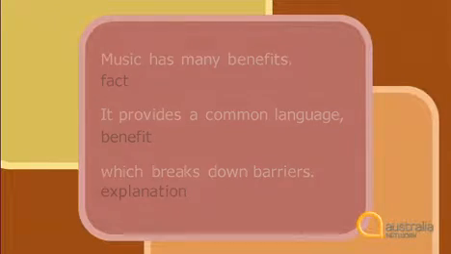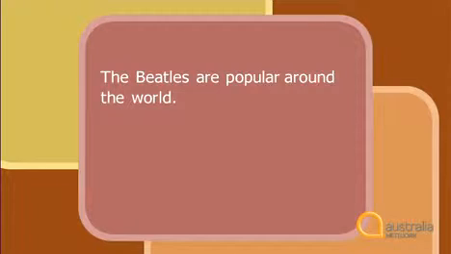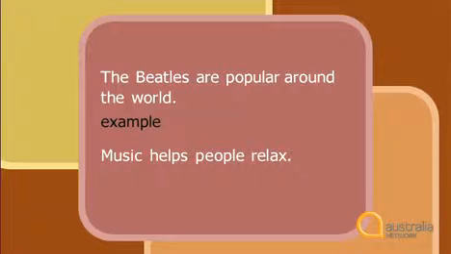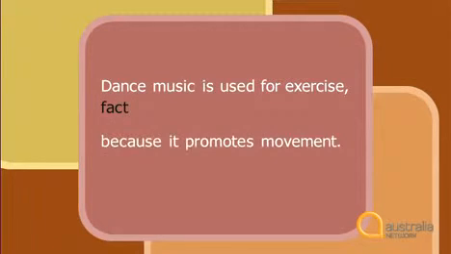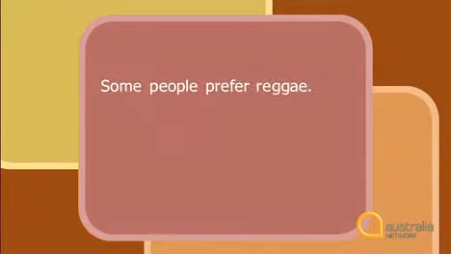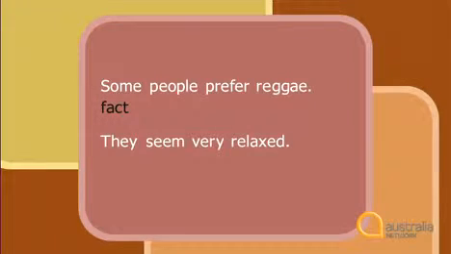Explanation. The Beatles are popular around the world. Example. Music helps people relax. Benefit. Dance music is used for exercise. Fact. Because it promotes movement. Reason. Some people prefer reggae. Fact. They seem very relaxed. Opinion. Listen to John Hawker again construct his argument.